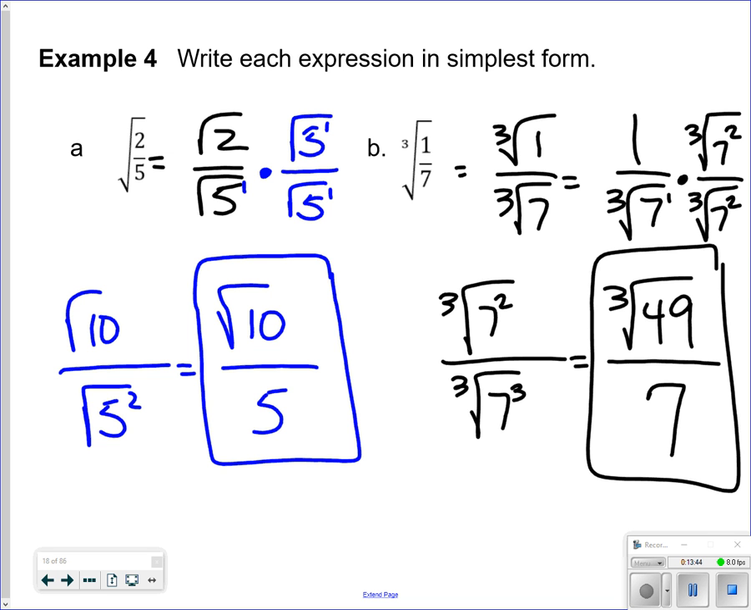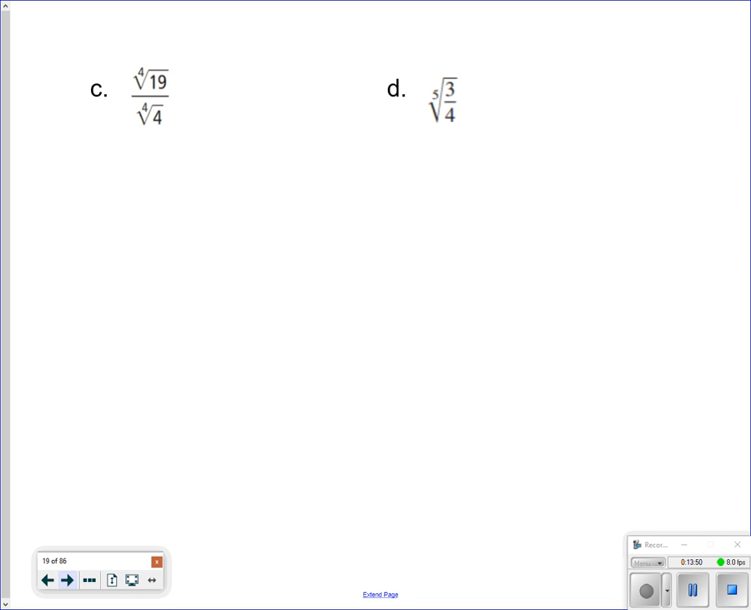Anytime you have a radical and it's a fraction, you need to eliminate the radical in the denominator. So continuing here, the 4th root of 19, 4th root of 4. Now I'm going to write this because ultimately if it was a chance to simplify, I could simplify with the 19 and the 4, but you can't.